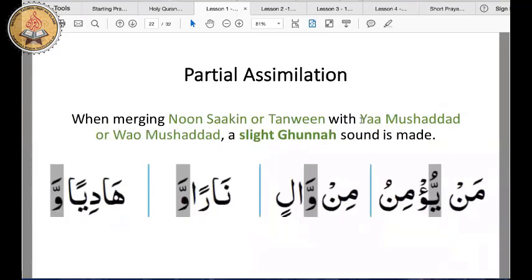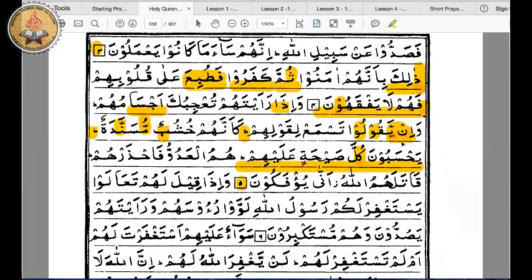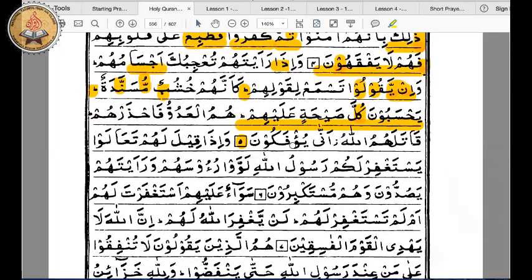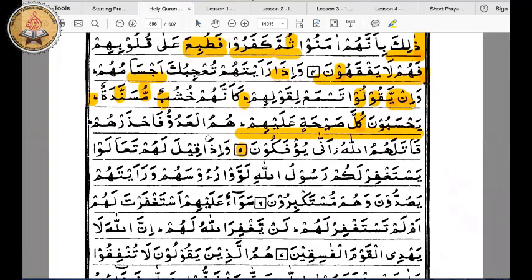And the partial assimilation, this is when you slightly hear a nasal sound when you're joining it with the ya mushaddad and the waw mushaddad. Over here, we saw an example. We've got a noon sakin and it's joined to a ya mushaddad. So iya, slight nasal sound coming through. So just bear those examples in mind and do keep practicing. And we will move on.